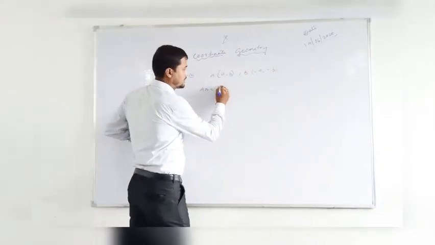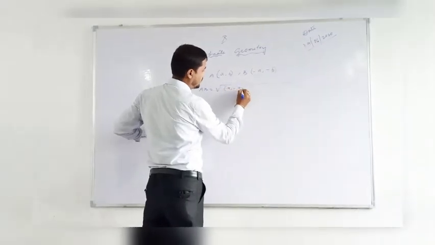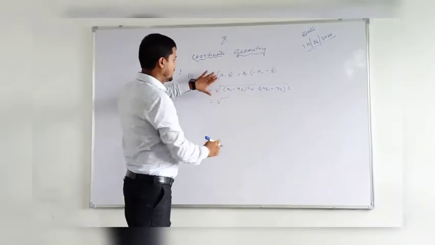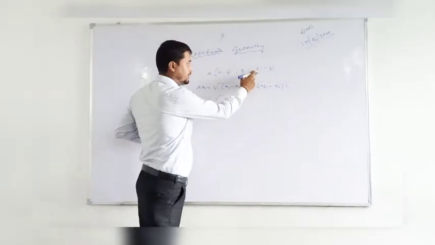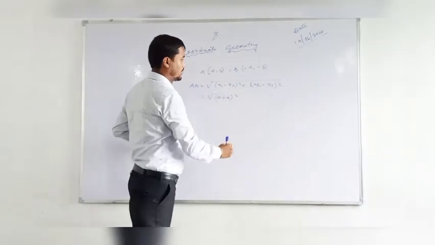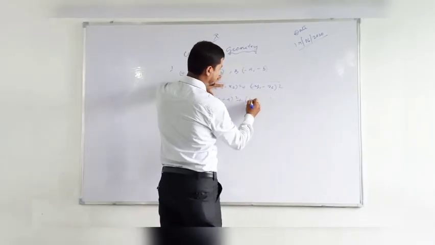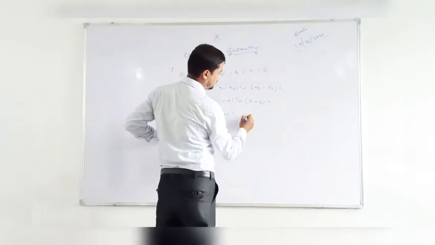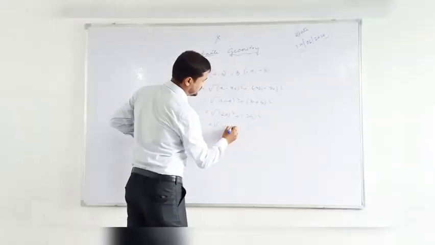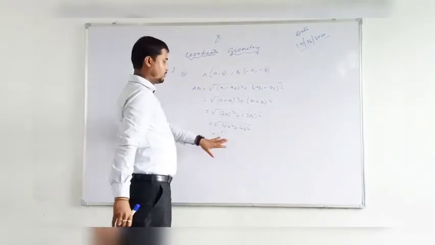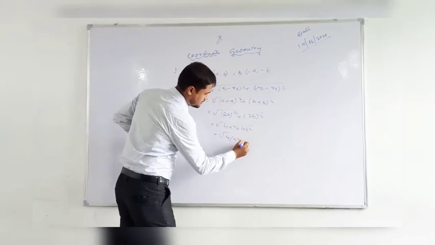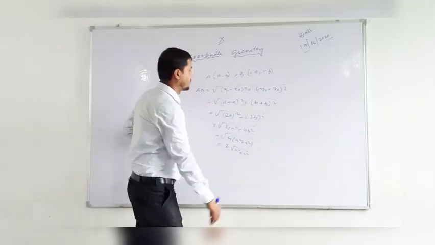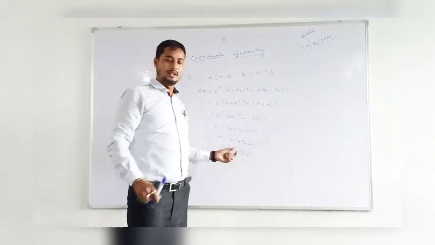Then we try AB equal to our distance formula, square root of (x1 minus x2) whole square plus (y1 minus y2) whole square. Now x1 minus x2, x1 is a, this is minus, minus a, so a plus a, whole square, plus y1 is b, minus minus b, b plus b, whole square. Now a plus a is 2a and b plus b is 2b, whole squares: 4a square, 4b square. Now we can take 4 common: a square plus b square. What is the value of square root of 4? That is 2. So 2 into root of a square plus b square. What is the distance of AB? The answer is 2 root of a square plus b square.